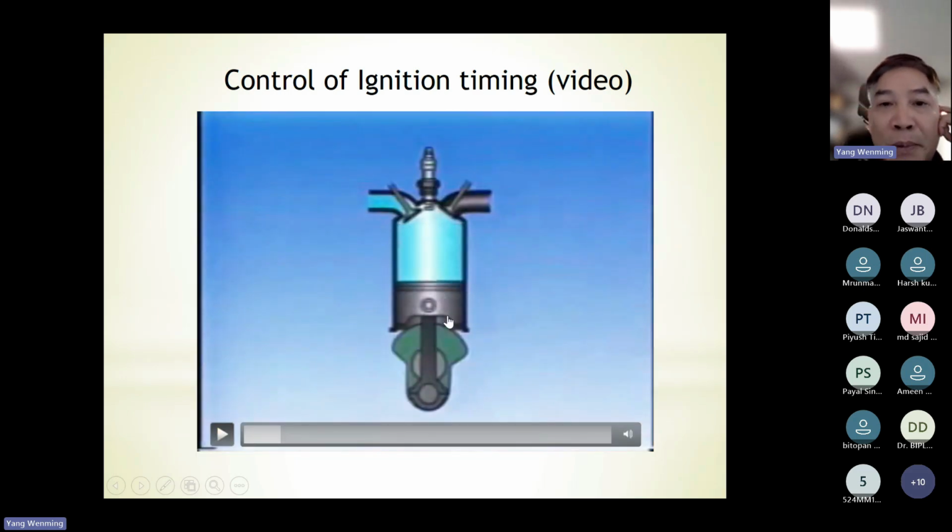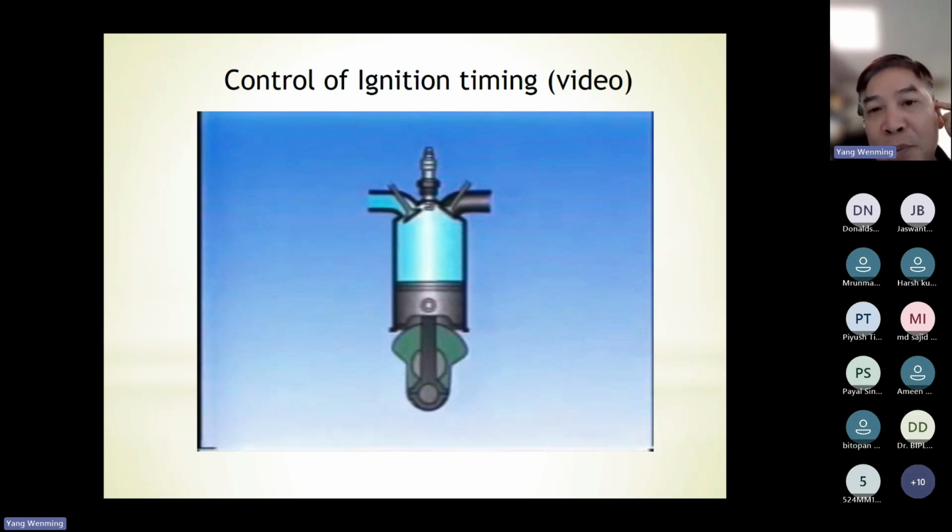In this video, we show you the combustion process in gasoline engines. It's not diesel engines, but the combustion process, the ignition delay time and the ignition stage are more or less similar. So we use this video to explain what kind of factors affect the combustion process and the ignition timing.